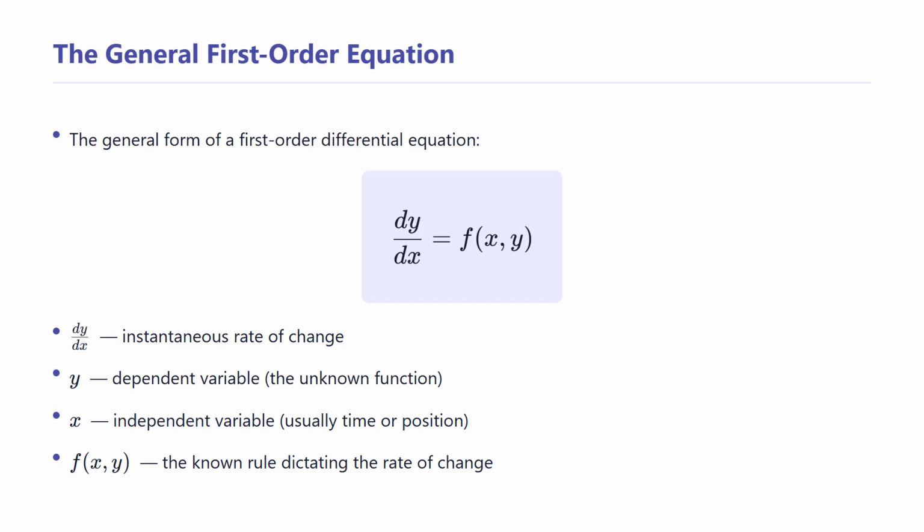The term dy/dx represents the instantaneous rate of change of the unknown function. The variable y is the dependent variable, which is the actual function we are trying to discover. The variable x is the independent variable, which usually represents time or position in physics problems. Finally, the function f(x, y) represents the known rule that dictates how the rate of change behaves. If the value of f(x, y) increases, it means the physical quantity y is growing at a much faster rate at that specific moment.